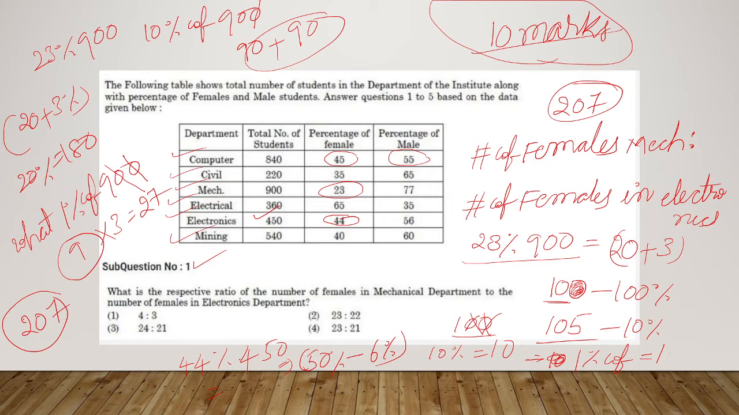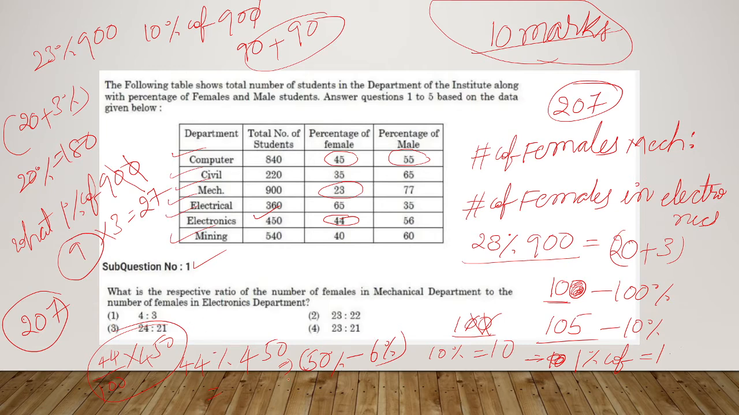What is the traditional method? 44% of 450 means 44 by 100 into 450. Like this we will do. But instead of that, we are doing it directly. 44 means 50% minus 6%.